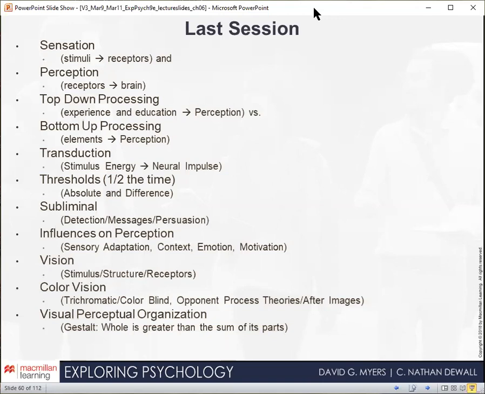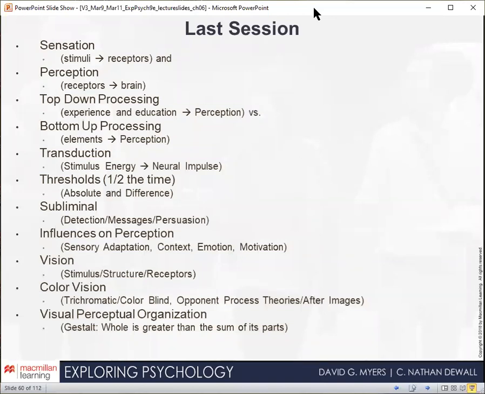Then we went and discussed primary sensory systems. We started off with vision. With vision, we looked at the electromagnetic waves, which are light. We looked at how they have certain characteristics. We then looked at the structure of vision, which is the eyeball, and the structures of the eye. And then we also examined the retina, where we have our specialized sensory receptors.